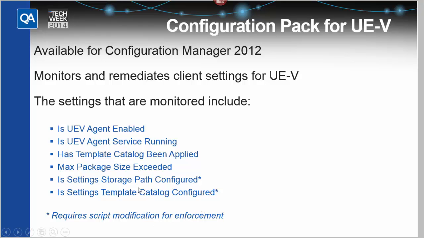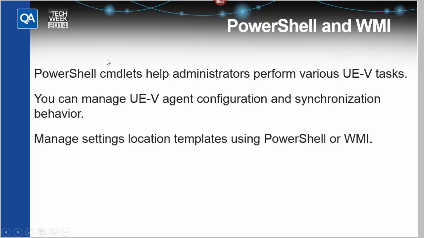So if either of those two have changed from our desired configuration, we have to reinforce those by running a script, whereas the others can be simply reinforced through the DCM module itself. As I already mentioned, PowerShell can also be used to set the configuration, as well as Windows Management Instrumentation. So we can manage our settings location templates either through PowerShell commands or WMI commands.